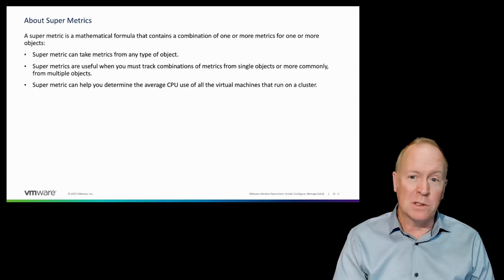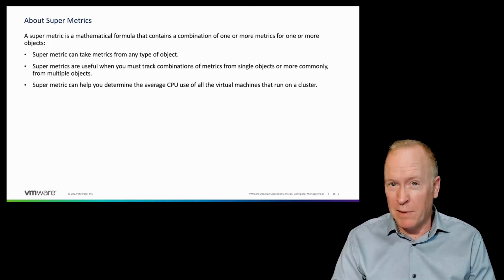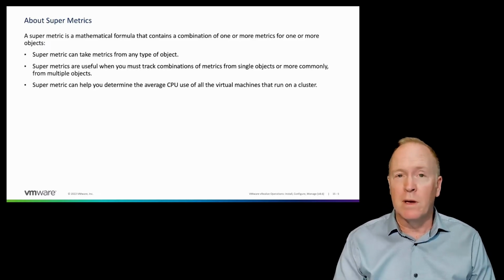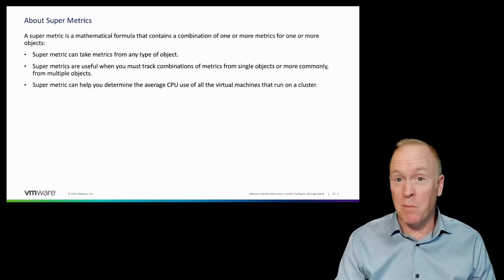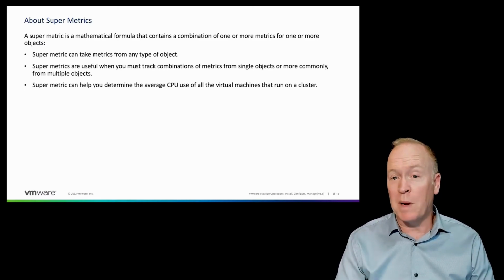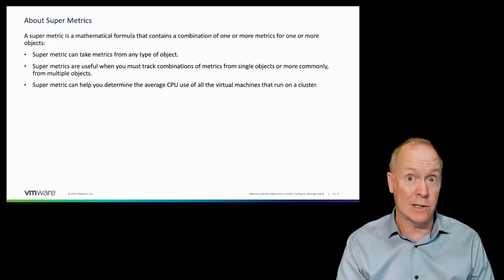Super metrics are useful in situations where you're trying to track multiple metrics, but you'd rather just see a single value. You can use super metrics for a slew of different possible combinations, including the example we give here. Perhaps you want a super metric that's going to track the average CPU utilization of virtual machines across an entire cluster.